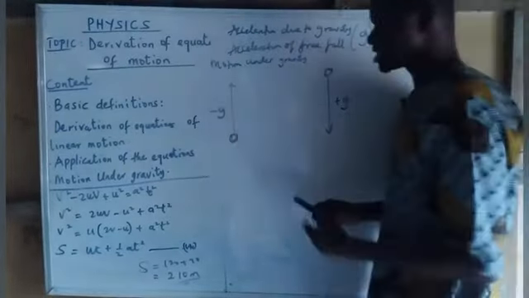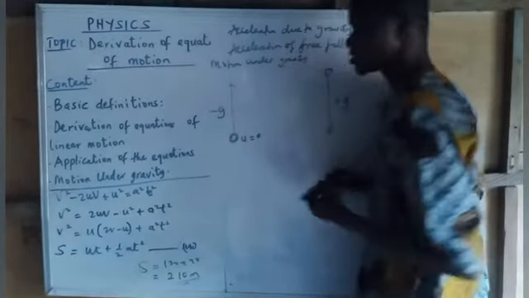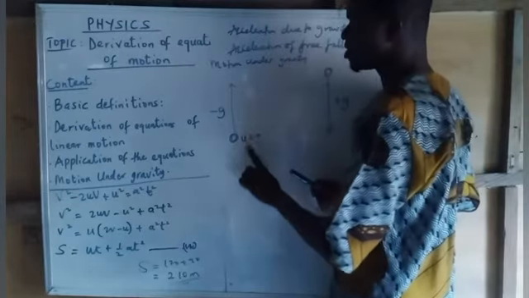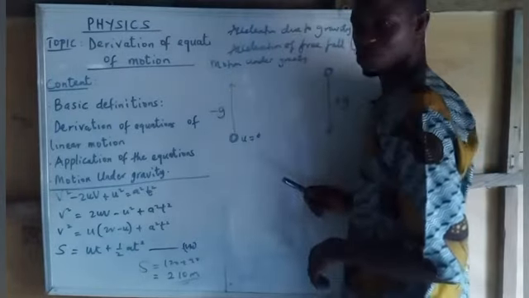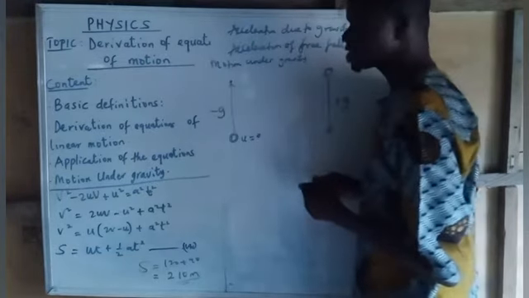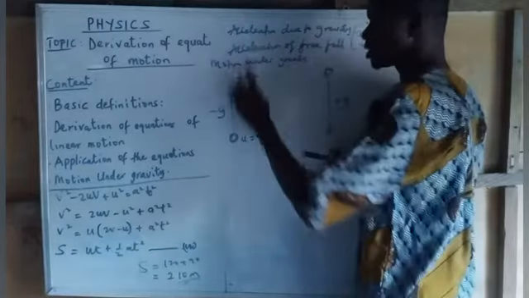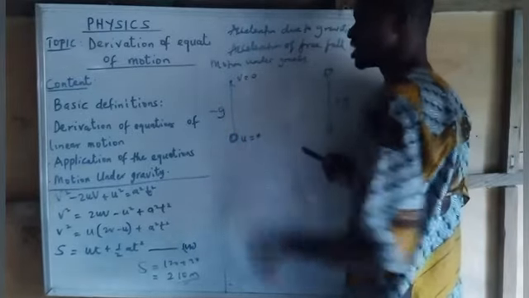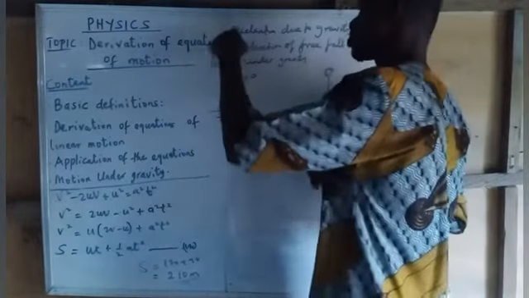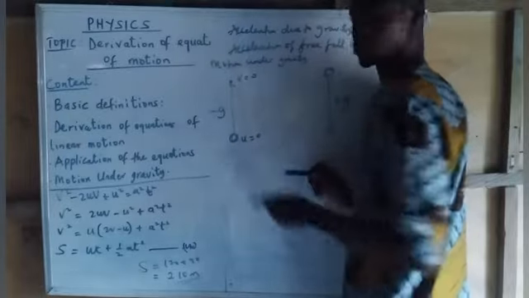Now, if a body is at rest here, and you are projecting the body upward, the initial velocity is 0. When you project the body upward, the velocity will be decreasing until it gets to a peak. At this maximum, which is the peak, the final velocity becomes 0.